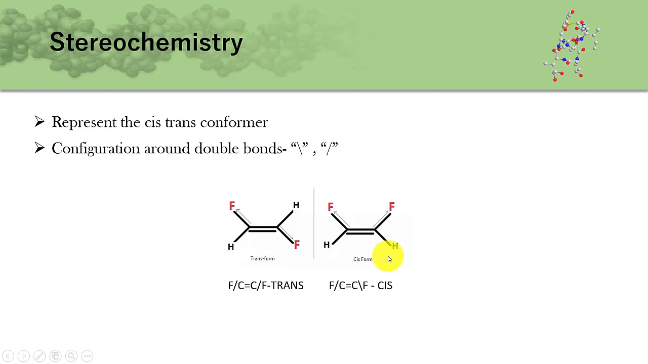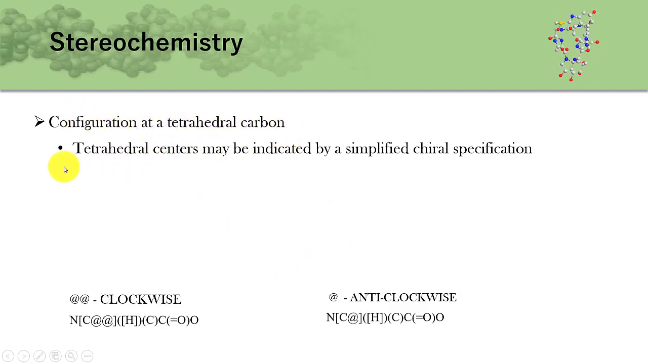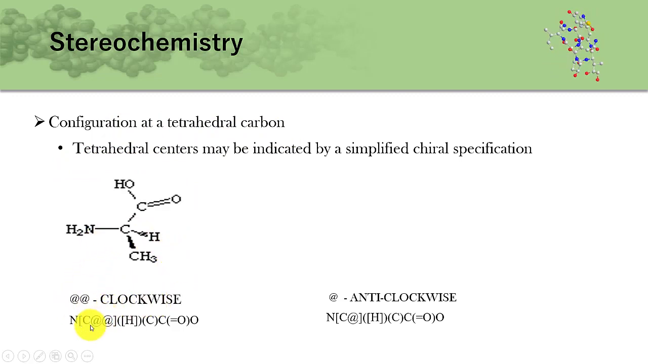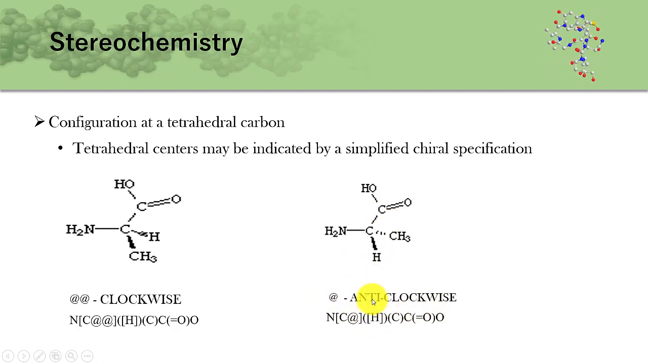Now to represent the configuration at a tetrahedral carbon, you have to use this at sign. Two at symbols indicate that when viewed from nitrogen along the bond to the chiral center, the sequence of substituents of hydrogen H and methyl C and carboxylate C double bond O in bracket and O in another bracket appear clockwise, which is the representation of L-alanine. Similarly, if it is only a single at between carbon and hydrogen, this indicates the anti-clockwise representation of D-alanine. So in this way, dear friends, you can represent the stereochemistry of compounds.